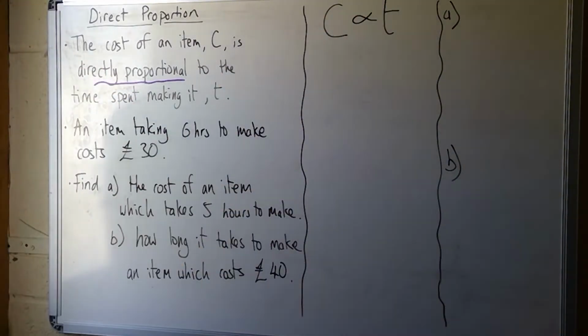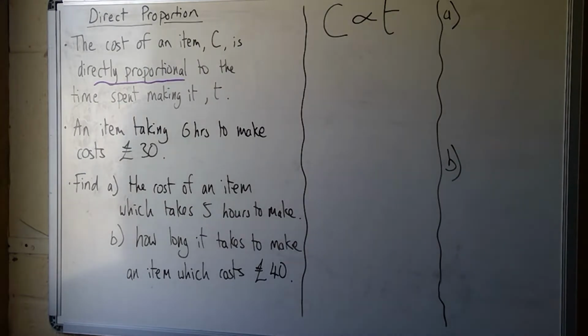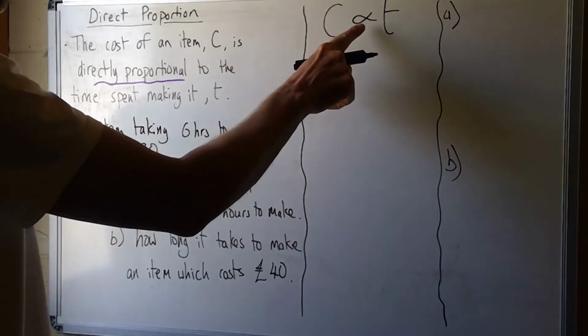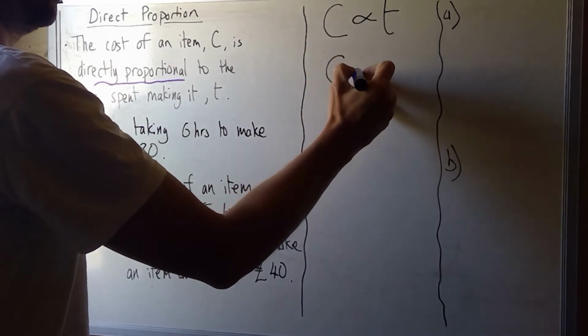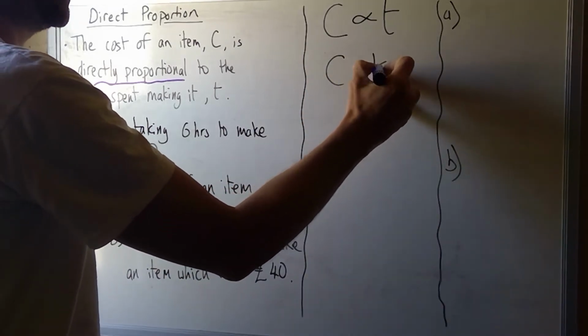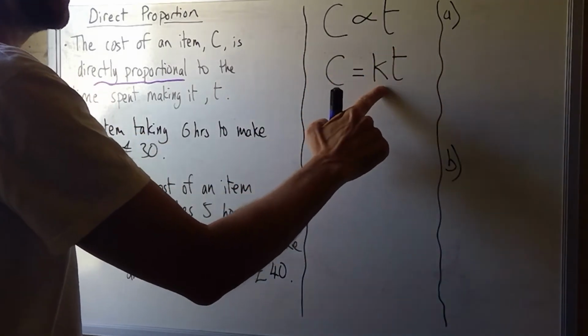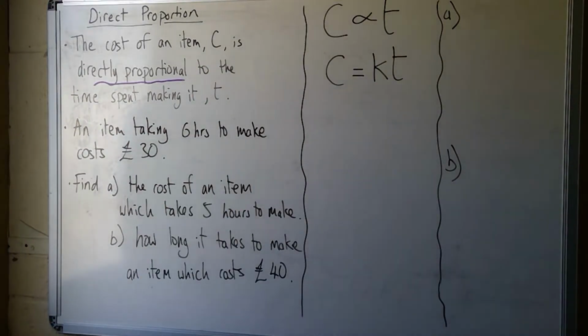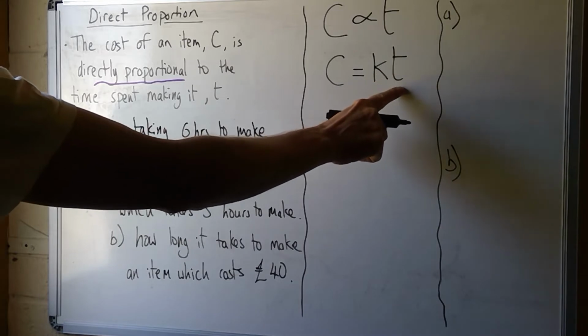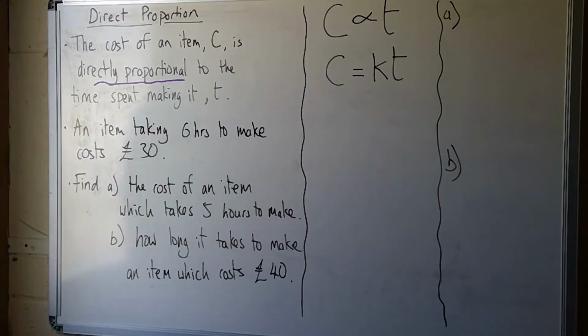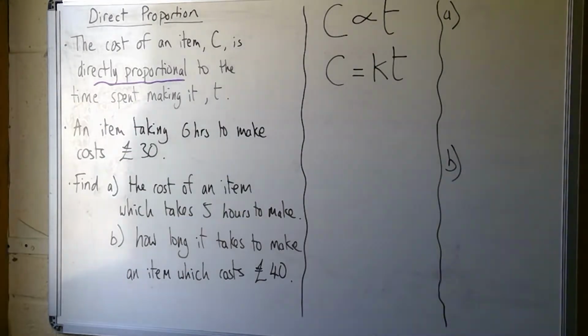This is a sign you may not have seen before. It means is directly proportional to. The next step we do is we replace the direct proportion sign and we can say C is equal to KT, where K is a constant. So the cost is equal to the time spent making it multiplied with this constant K. We'd like to find out what this value of K is.